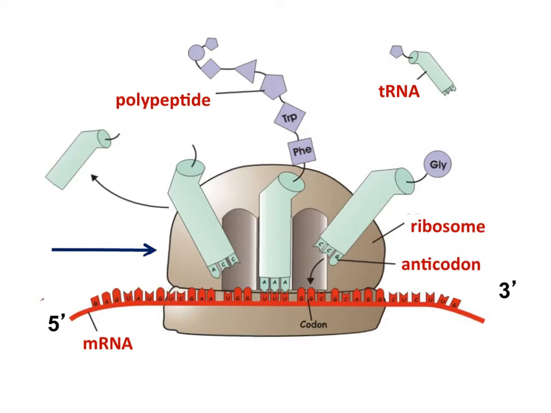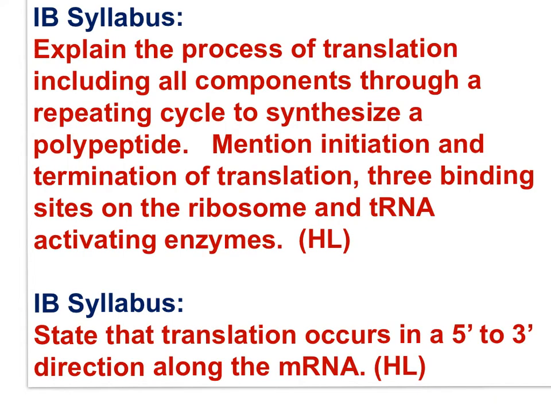Lastly, notice the triplets of codons along the mRNA are matched by complementary triplets on the tRNA known as the anticodon. We'll talk more about this later in the movie. The 2 IB syllabus statements here push us more deeply into translation. Explain the process of translation, including all components through a repeating cycle to synthesize a polypeptide. Mention initiation and termination of translation, 3 binding sites on the ribosome, and tRNA activating enzymes. State that translation occurs in a 5-to-3 direction along the mRNA.